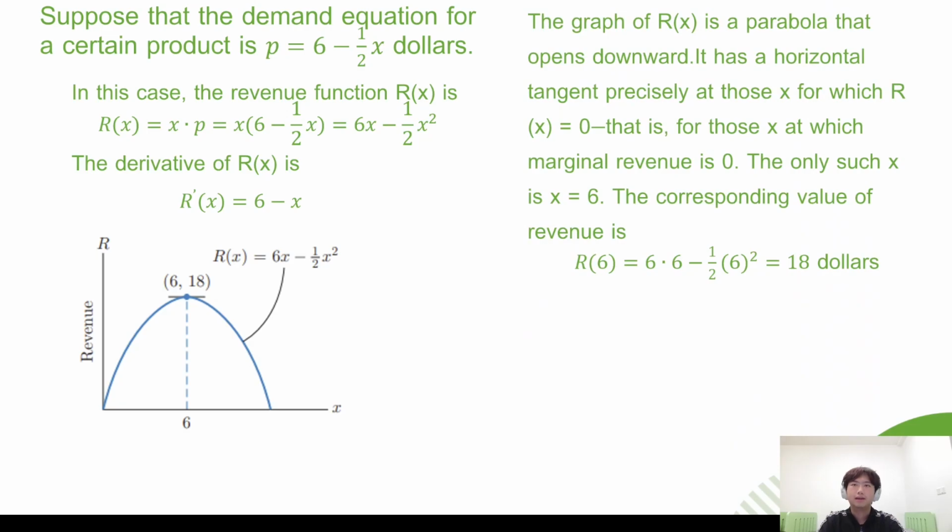The graph of R(x) is a parabola that opens downward. It has a horizontal tangent precisely at those x for which R'(x) is equal to 0. That is, for those x at which marginal revenue is 0, the only such x is x equal to 6. The corresponding value of revenue is $18.